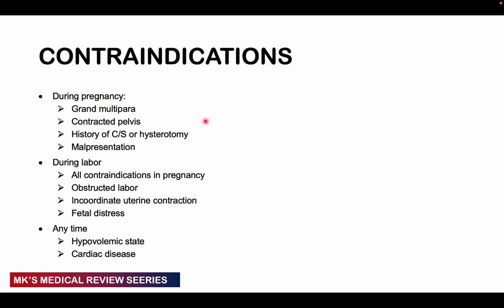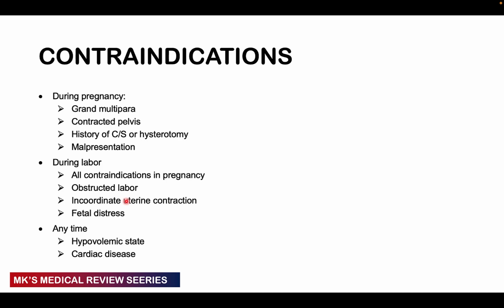Contraindications of use of oxytocin include, during pregnancy, grand multiparity, that's someone who's had more than 5 pregnancies carried past the age of viability, a contracted pelvis, a history of cesarean section or hysterotomy, or malpresentation. During labor, it is contraindicated in anyone with any of the above, or if they have an obstructed labor, incoordinated uterine contractions, or fetal distress, which is manifested by a drop in the fetal heart rate.